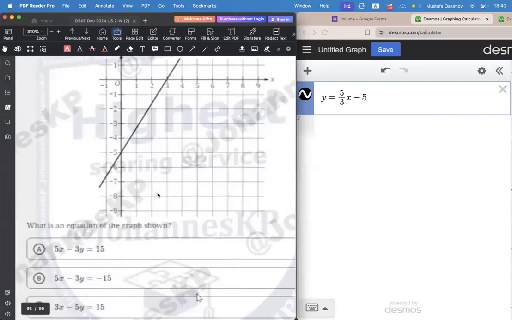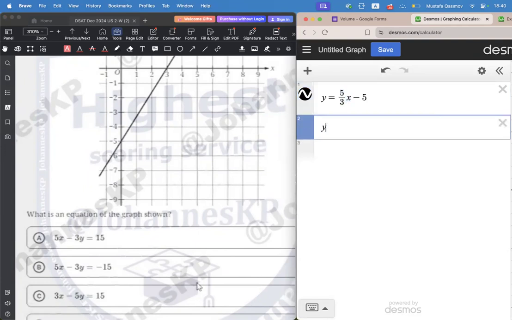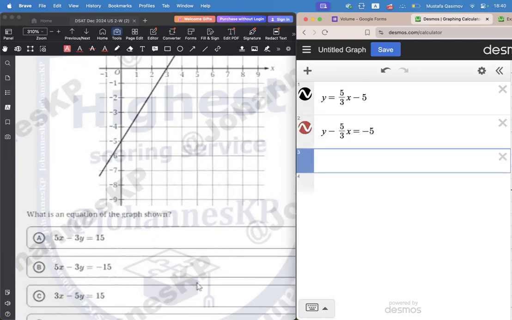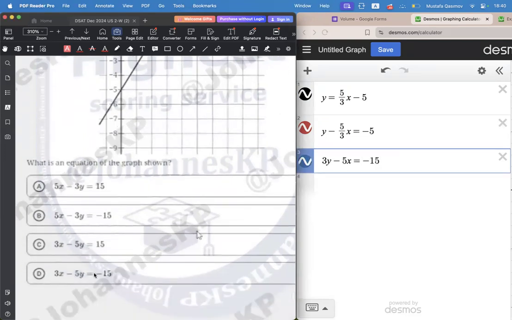Okay, then it says which of the following must be equation of the graph. Okay, we must put it in the first part, y minus 5 over 3x is equal to negative 5. 3y minus 5x is equal to negative 15. And answer is equal to D.